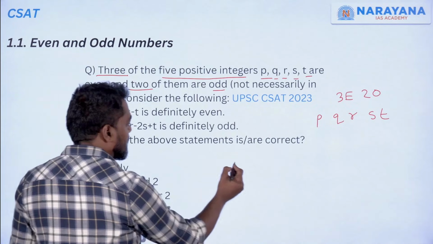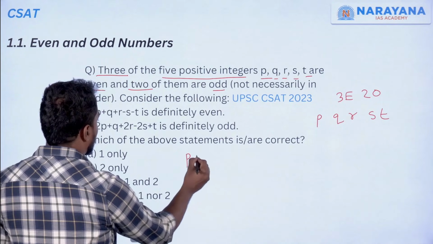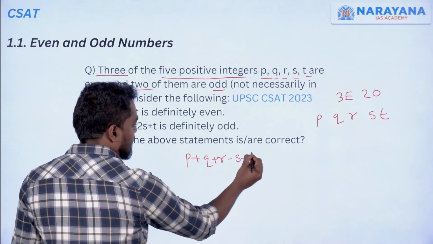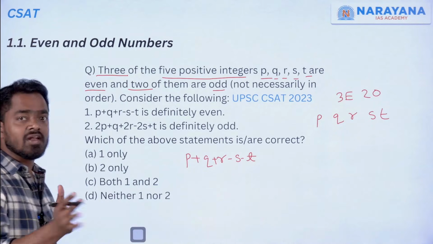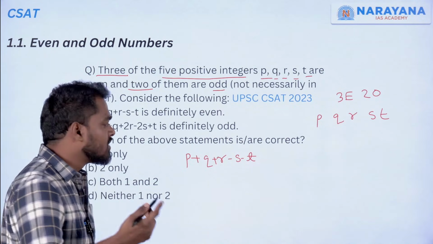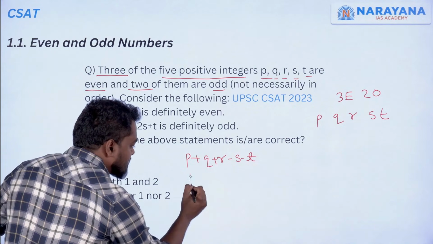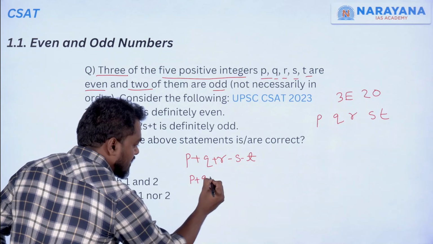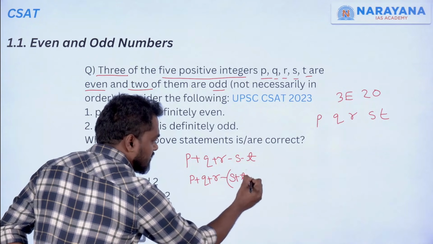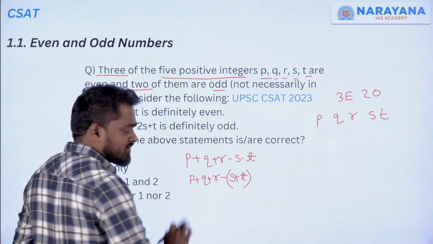Now they are asking, P plus Q plus R minus S minus T is definitely even. So definitely means there is no possibility, it must be an even number. So it can be expressed as P plus Q plus R minus (S plus T). If you take minus common, you can write it like this.